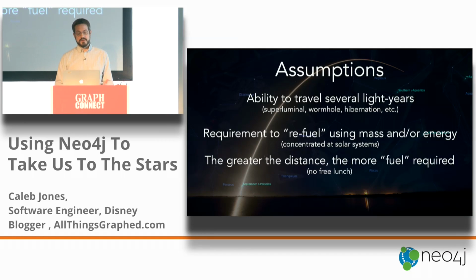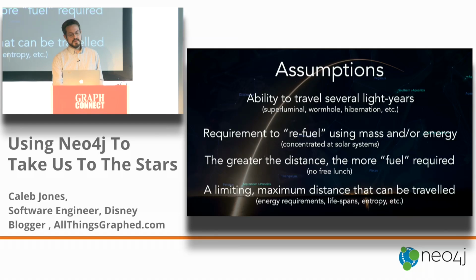Another one is the greater the distance, the more the fuel, right? No free lunch. So if you wanted to go on a really long hibernation mission to go to a star, I'm assuming that to keep that system sustained requires energy, right? And entropy likes to rear its ugly head, things like that. And then a limiting maximum distance. So I'm not assuming that we could just simply point and go and we're done, right?